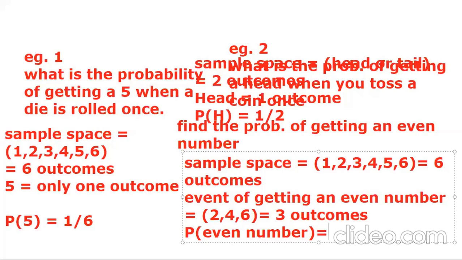So the probability of getting an even number will be the 3 outcomes out of the 6 outcomes in total. And that will give us 1 out of 2 when you simplify it. That's probability for you, as simple as that.